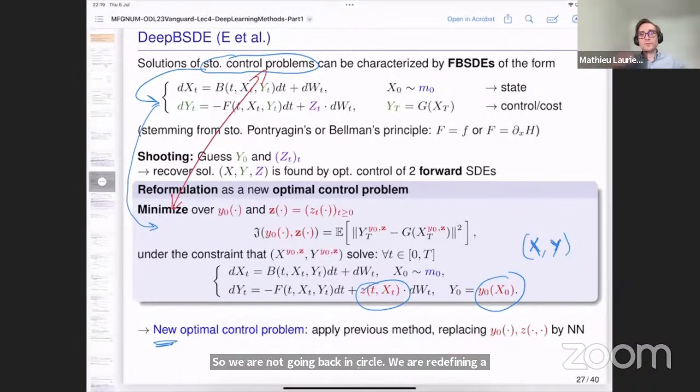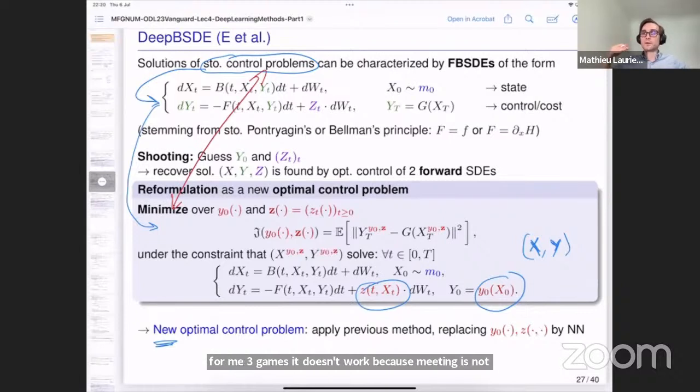Now you could say, okay, if you have an original optimal control problem, why do you go all this way to a new problem and then use deep learning? Why don't you solve the original one, right? So I agree. For a standard optimal control problem, you could tackle directly the original one. But for mean-field games, it doesn't work because a mean-field game is not an optimal control problem.